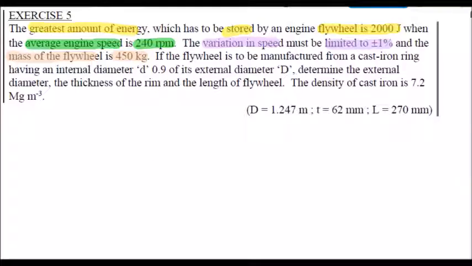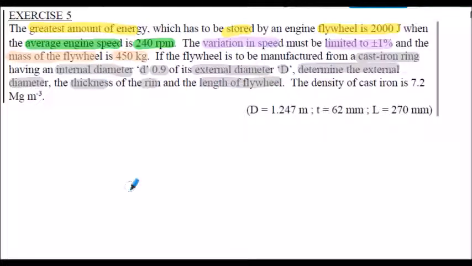The flywheel is now to be manufactured from a cast iron ring having an internal diameter, little d, that is 0.9 of the external diameter D. That's a more interesting characteristic. Again, you can kind of see what they're doing there. We're trying to have a very thick ring here, because the more mass you have at the periphery, the better it is from the moment of inertia perspective. So we've got to determine the external diameter and the thickness of the rim and the length of the flywheel.